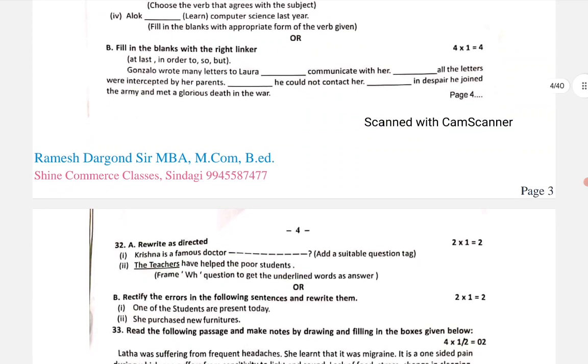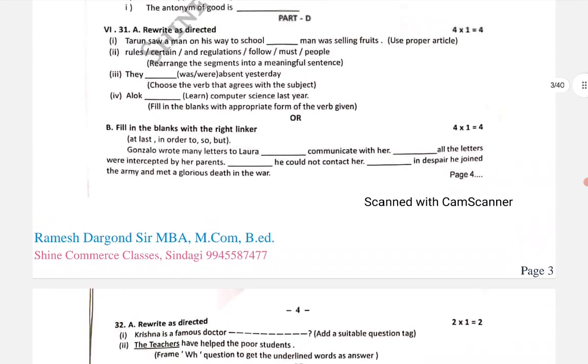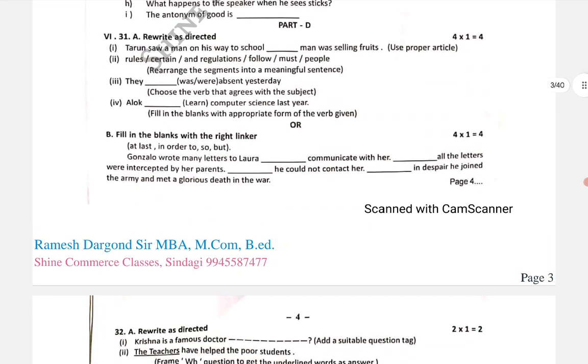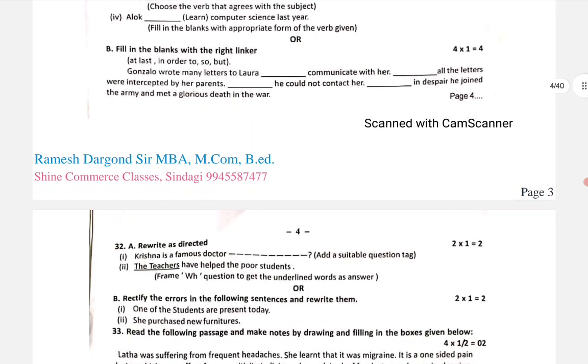Next, you'll have a question related to linkers. This is the option, okay, B. Some students don't like this question. I don't know. In my college, they don't like this question. It is a bit tricky conjunction question. Question number 30B. It will have 4 marks. Very easy. Practice them. Gonzalo wrote many letters to Laura, like this. It starts. Okay, you'll have options at last, in order to, so, but, like this.